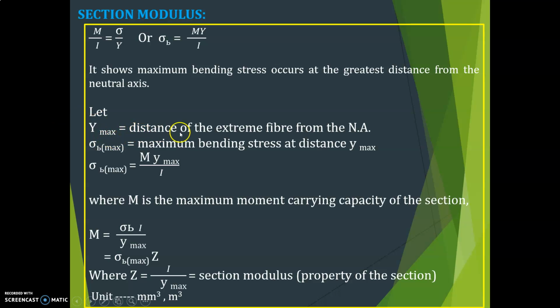Let y maximum is equal to distance of the extreme fiber from the neutral axis. Okay, sigma b, that is maximum bending stress at a distance y maximum. So sigma b maximum is how you can write M into y maximum divided by I, where M is the maximum moment carrying capacity of the section. So if you write in terms of M, this equation becomes sigma b into I divided by y maximum. So this I divided by y maximum, that is called as section modulus and is represented by the symbol Z. So how you can write sigma b into Z. Z is nothing but I divided by y maximum, that is equal to the ratio of moment of inertia to the distance of the extreme fiber from the neutral axis.